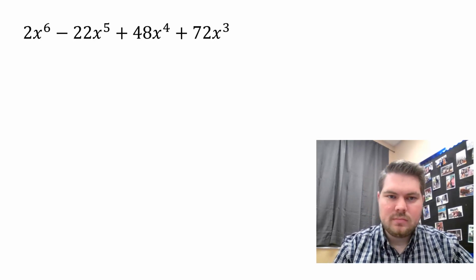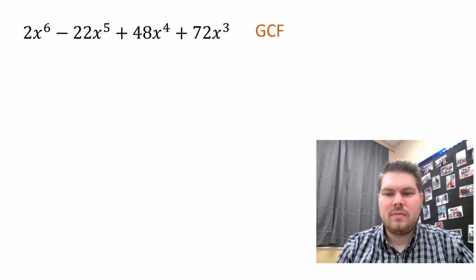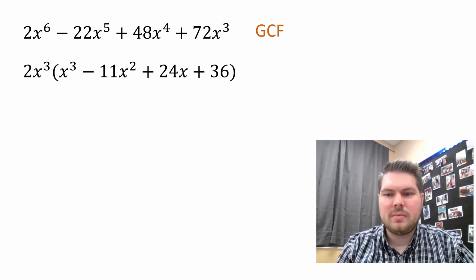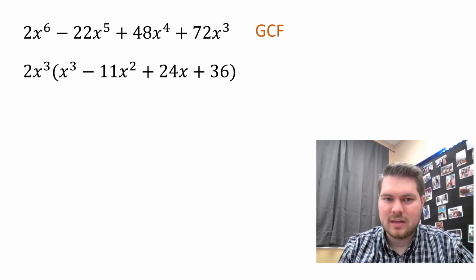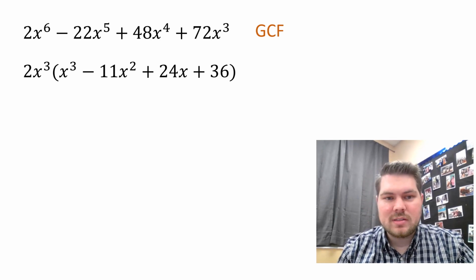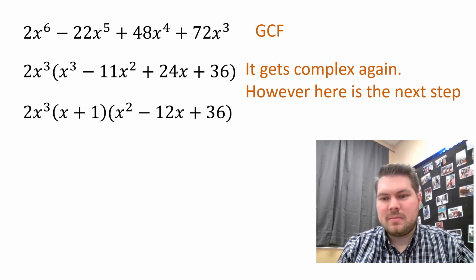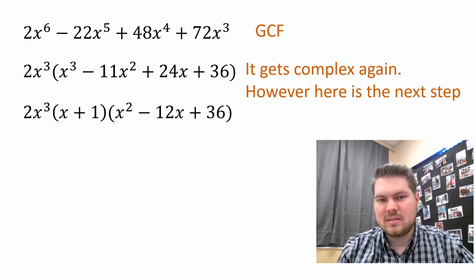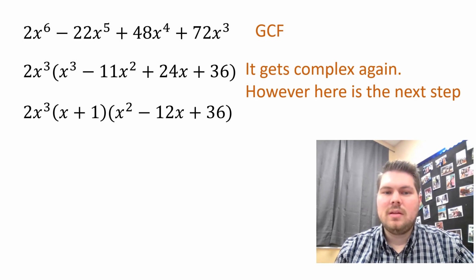So here we're going to factor out our greatest common factor, and we get this. And then here's where it gets a little funky again. So I'm going to give it to you. It becomes x plus 1, and then x squared minus 12x plus 36. You should know how to do it from here. So if you want to try for a second, you can. But I'll go ahead and do it with you.